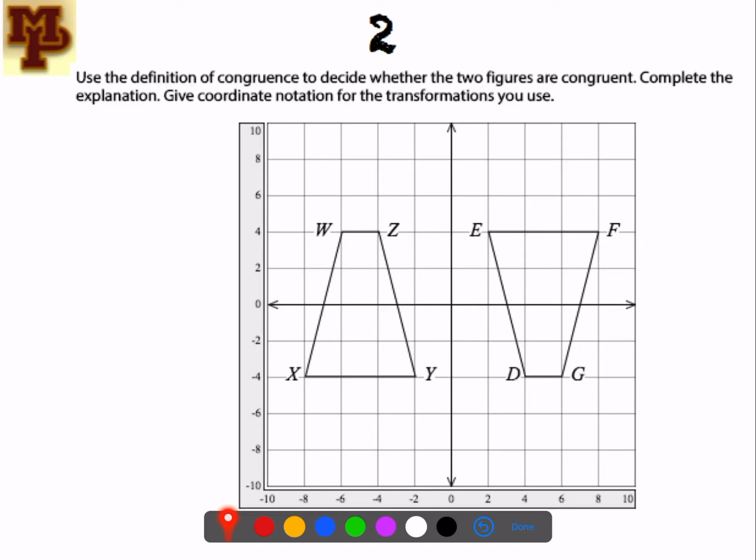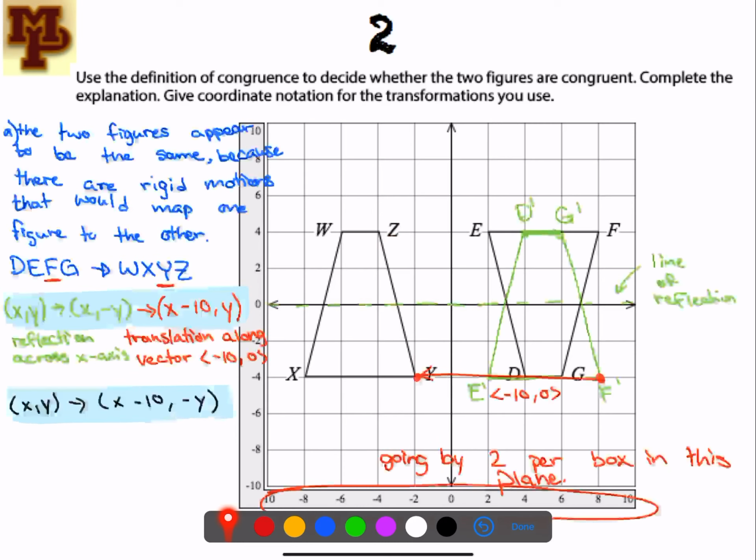All right, so for this one, I'm trying to get E, F, G, D onto W, X, Y, Z. So I need to map these figures on top of each other. To do that, we're going to start with a reflection. So I take E, F, G, D, and I reflect it over the line y equals 0, which is also our x-axis, our line of reflection. What that does is it gives us our green figure here. So we now have D prime, G prime, F prime, E prime.